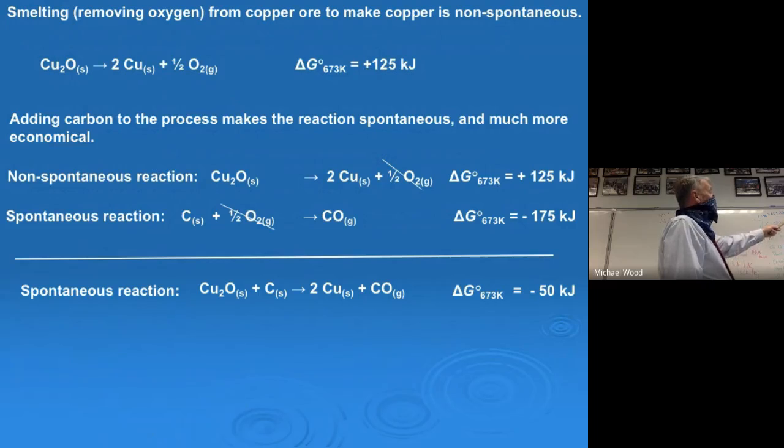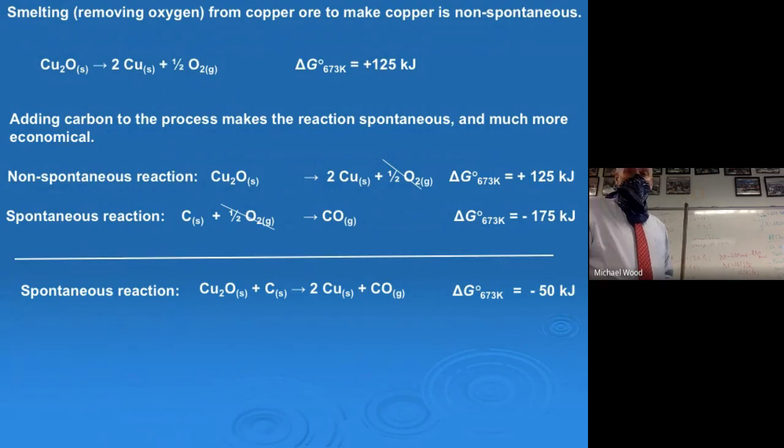So adding carbon to the process makes this reaction spontaneous. So if they throw carbon in here, now we go back to something we've done quite a bit throughout the year, where now we add up the reaction. So if we add up the left and the right, the half O2 cancels out, so we're left with the copper 1 oxide plus the carbon makes 2 copper. Now delta G is negative, meaning the reaction is spontaneous.